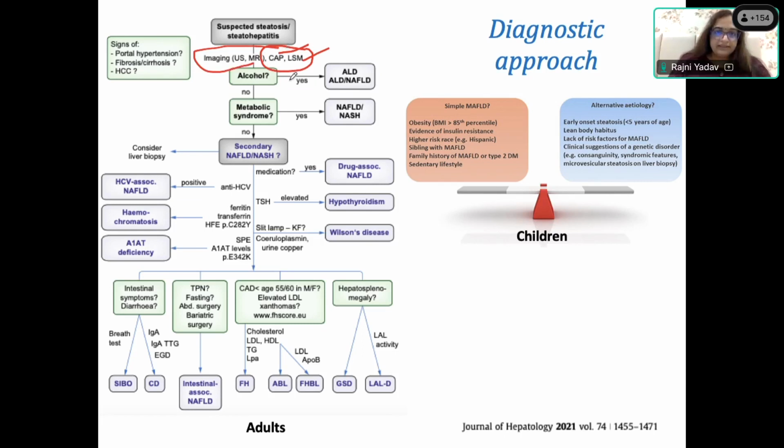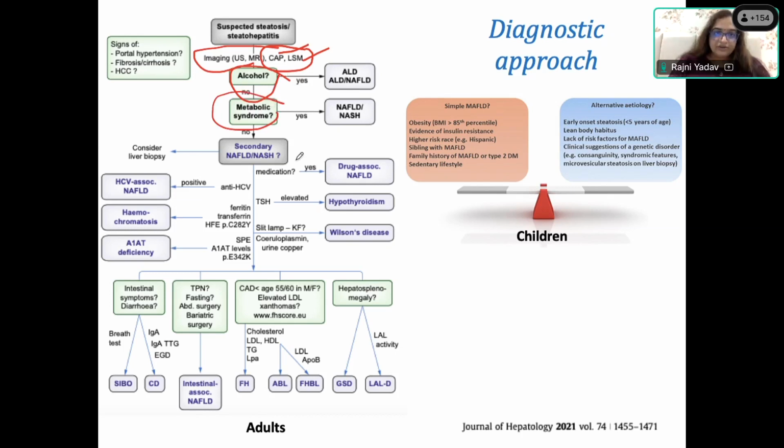Then the alcohol history is very important. If the patient has an alcohol history, you will consider alcoholic liver disease or a combination. If he says there is no such history, then you evaluate for metabolic syndrome. That will become NAFLD if you find these metabolic risk factors. So you can do a lipid profile, glycosylated hemoglobin, thyroid function test, and again the fibroscan for the metabolic syndrome.